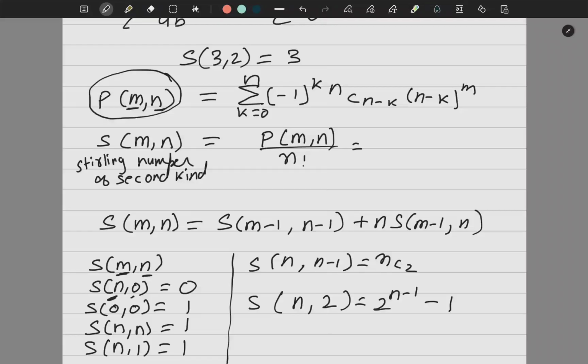So I told you two categories. One, when boxes are different and I am arranging m objects in the n boxes. And second, when I have the same boxes, that time it is the Stirling number, and the formula is simply P(m, n) upon n factorial.